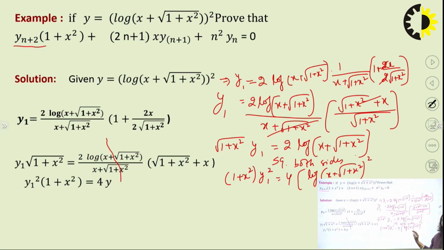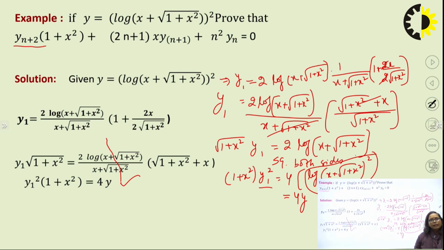And what is this, log x plus under root 1 plus x square, whole square? If I look at that, it is nothing but equal to the given function y. So in calculating y1, we try to write down the right hand side as a function of y. So this is nothing but equal to 4y. So the expression we are getting is y1 square into 1 plus x square equal to 4y. This is the process of getting it. So after that, we have calculated the value y1.